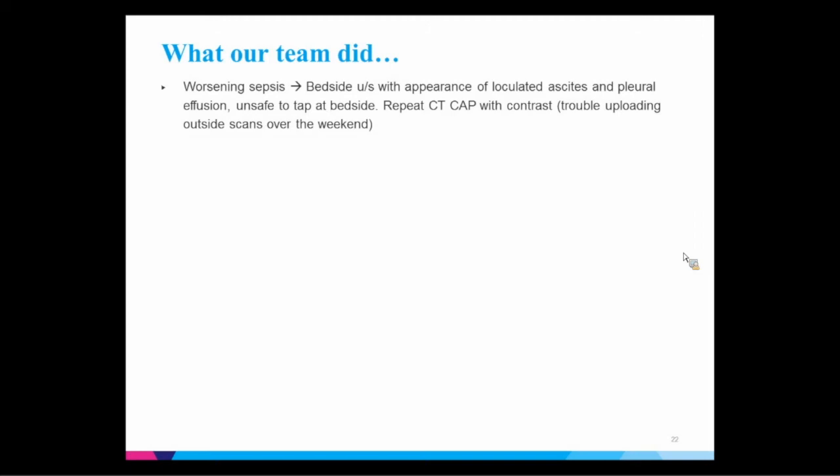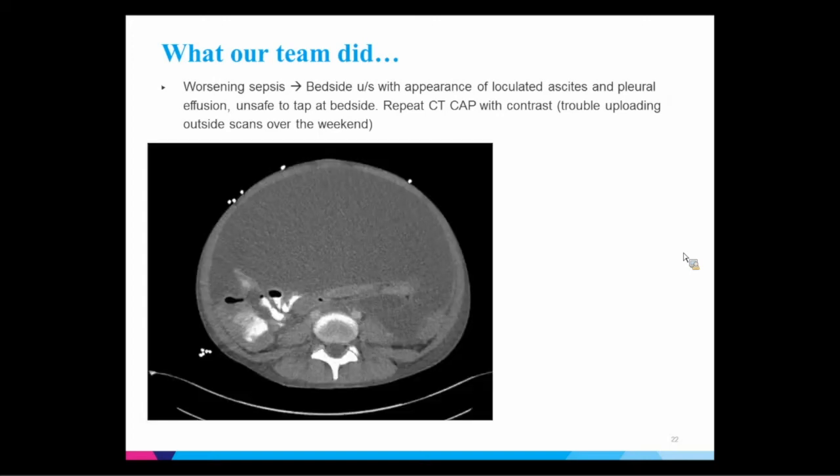So we ended up doing a repeat CT chest abdomen pelvis. He essentially got much worse at one point, and we said, okay, we can't wait for imaging. We'll just do a repeat CT. So this is what it showed. Right, this is all ascites. And IR was like, no, but you could just throw a needle at it, just let it drain out. But at bedside, the ultrasound looked so strange. Like there was no black anywhere on any part of his abdomen.